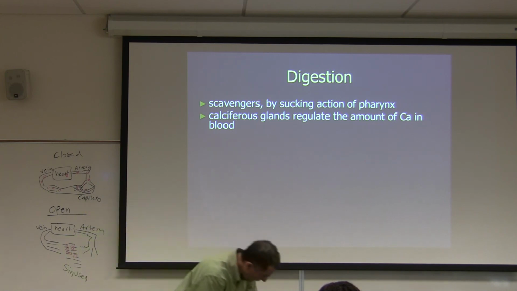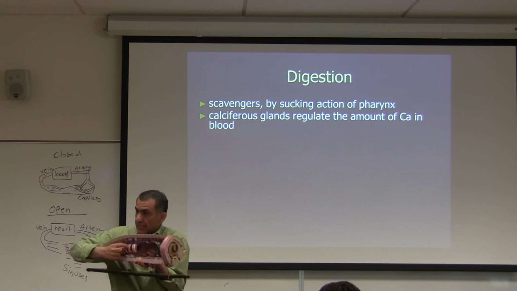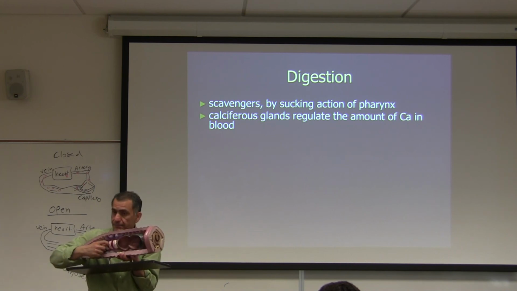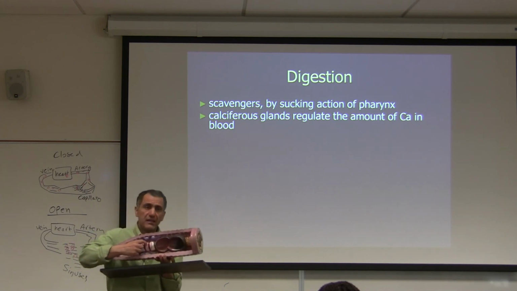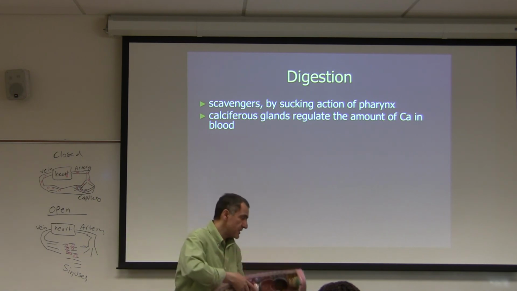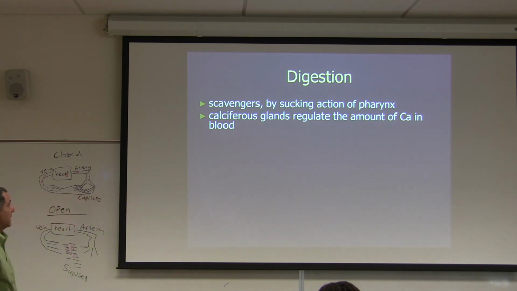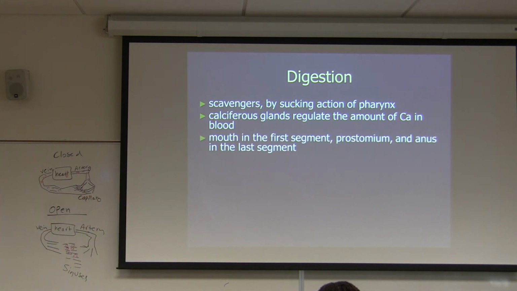And in your models, you do have them right here next to the heart, like a leaf of some kind of plant. It's the calciferous glands. I hope you can see those. So the function of the calciferous glands is that it regulates calcium in the blood. Mouth in the first segment, prostomium, and anus in the last segment, pygidium.